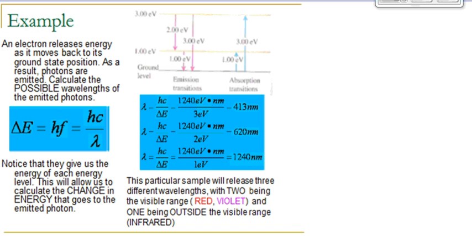In a real quick example, here you see the symbol for electron volts. It says an electron releases energy as it moves back to its ground state position. As a result, photons are emitted. Calculate the possible wavelengths of the emitted photons.